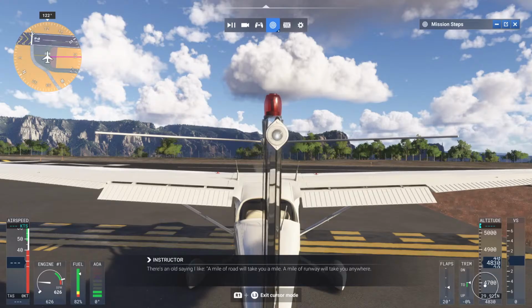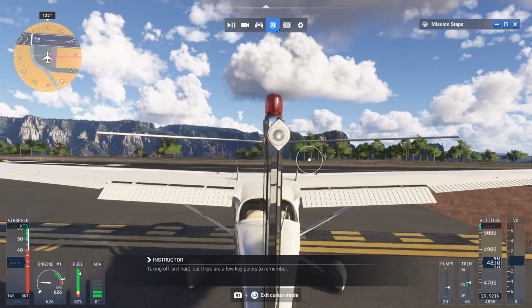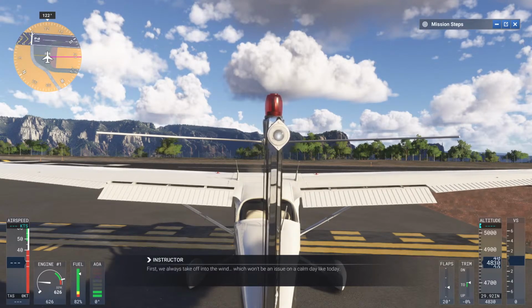There's an old saying I like. A mile of road will take you a mile. A mile of runway will take you anywhere. Taking off isn't hard, but there are a few key points to remember. First, we always take off into the wind, which won't be an issue on a calm day like today.